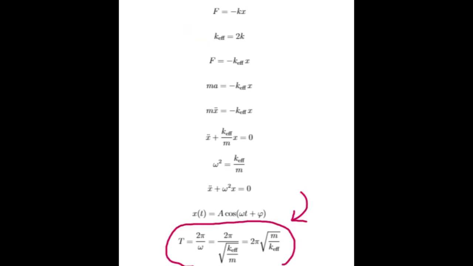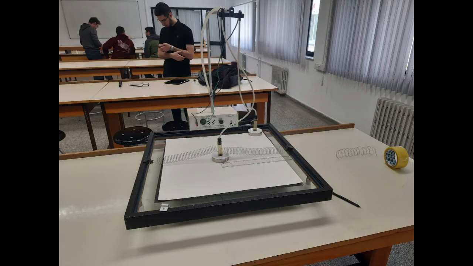Applying Newton's second law, the theoretical formula for the period is 2 pi times the square root of m divided by k_eff. As you can see from the equation, the period should only depend on the mass and the spring constant, not the amplitude. This is the main theoretical prediction I set out to test.